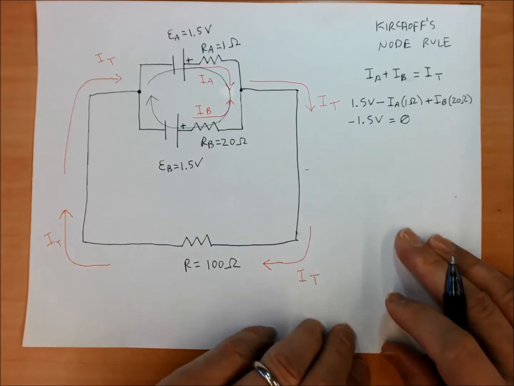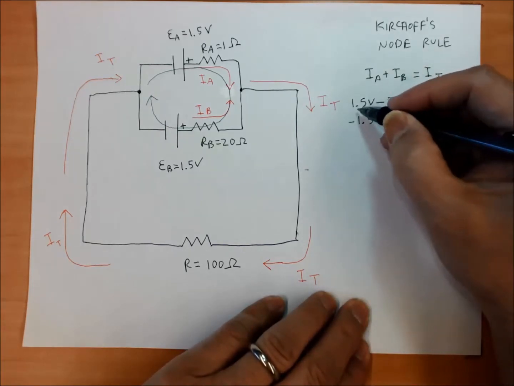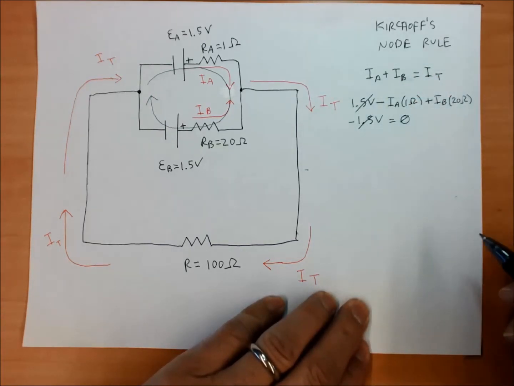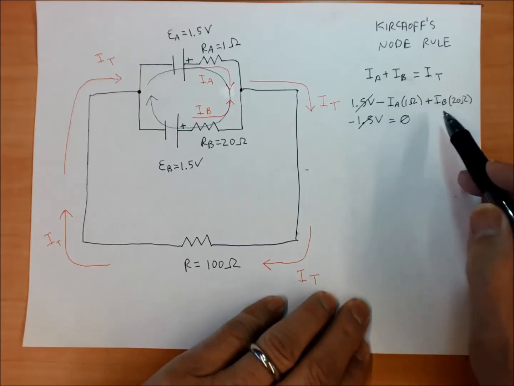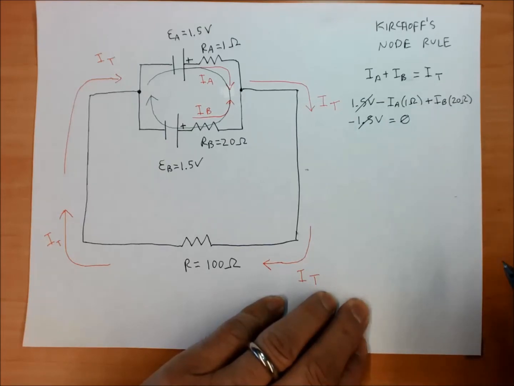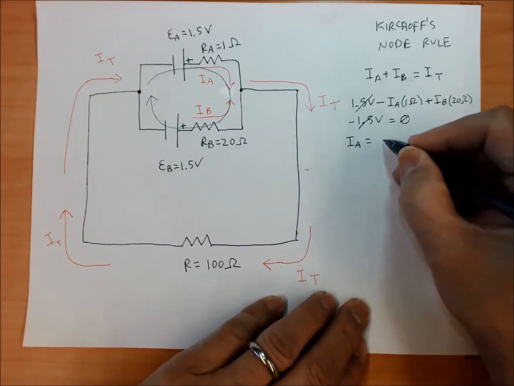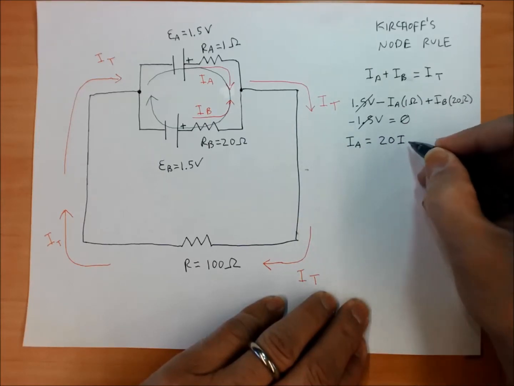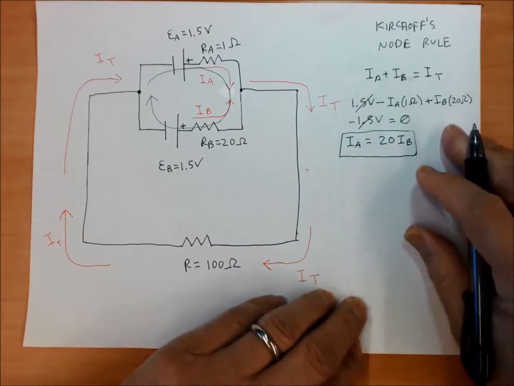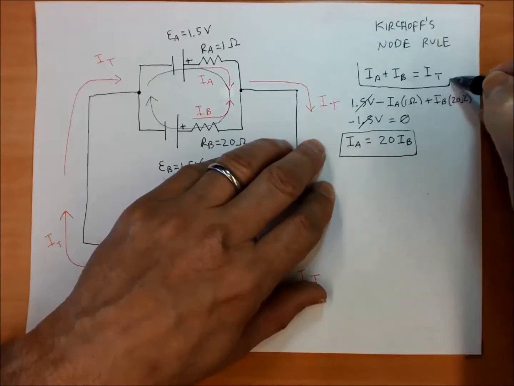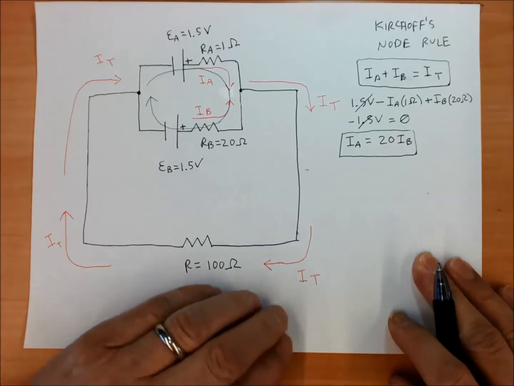So what I'd like to do here is solve for I sub A in terms of I sub B. The 1.5 volts are going to cancel out. I can put the I sub A term and the I sub B term on opposite sides of the equal sign. And what I get when I do that is I sub A is equal to 20 times I sub B. So I'm going to put a box around that because I'm going to need that later. And I'm also going to put a box around this equation because I'm going to need that later.